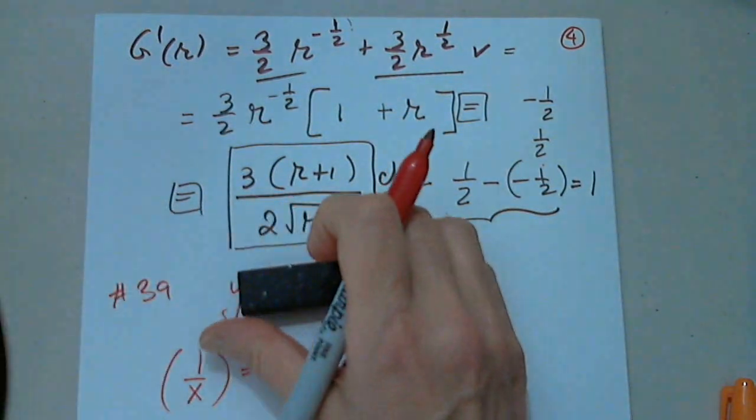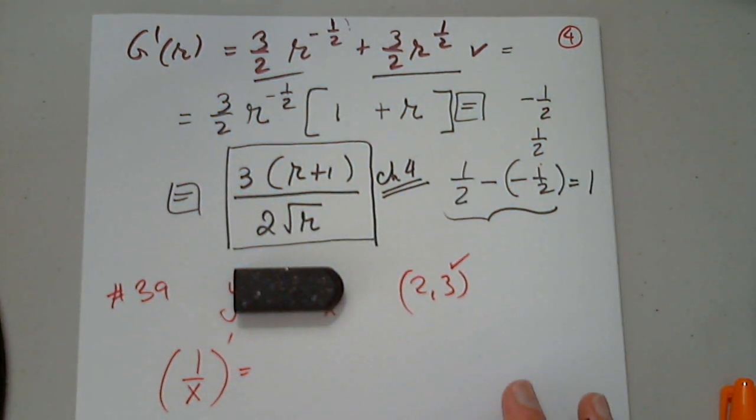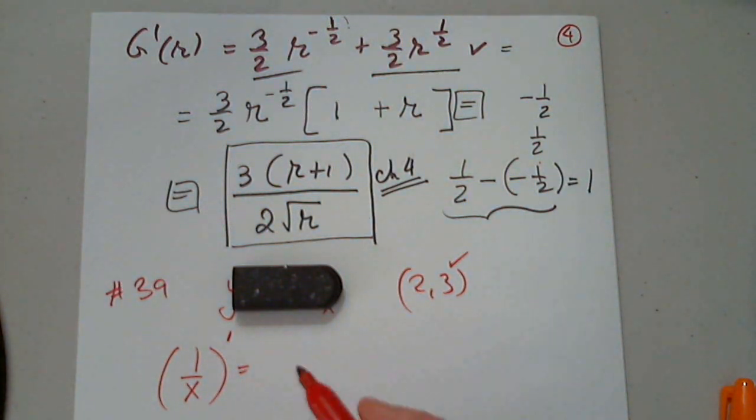So forget about this for a moment. We are focusing on just 1 over x, because this is another very important rule that I want you to add to the list of rules.